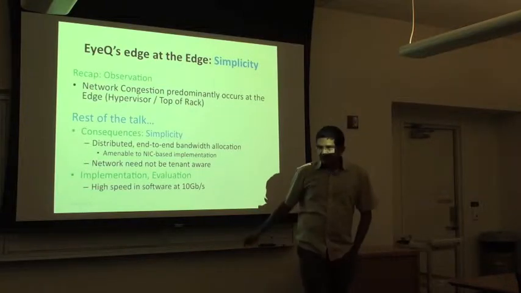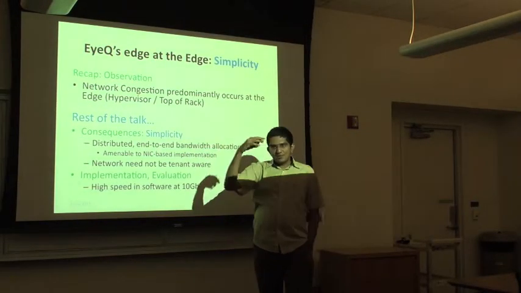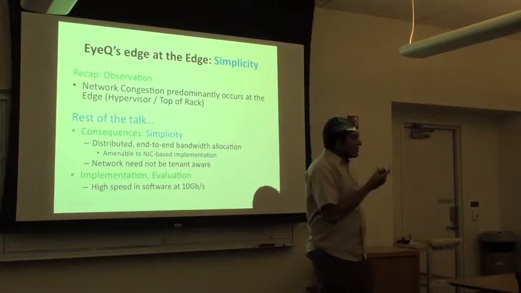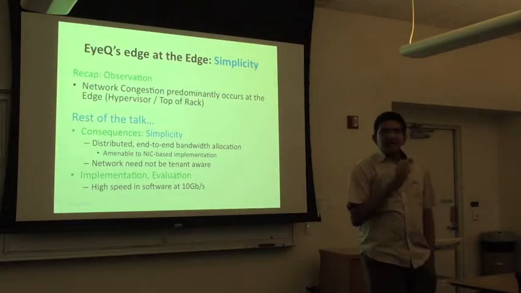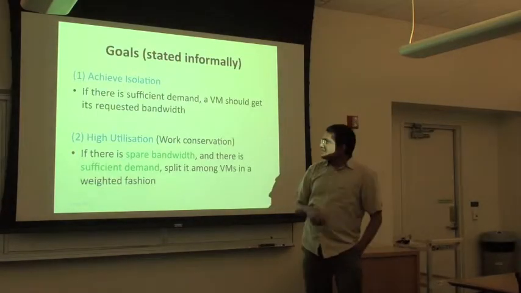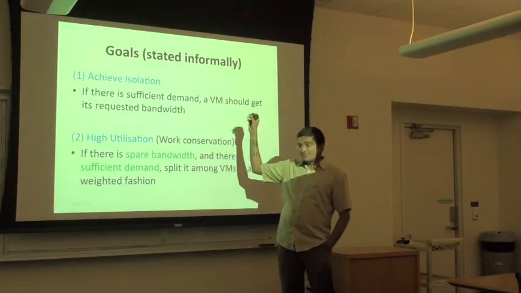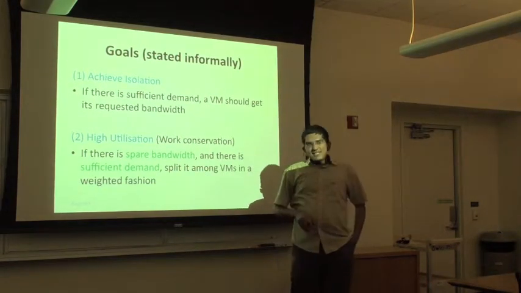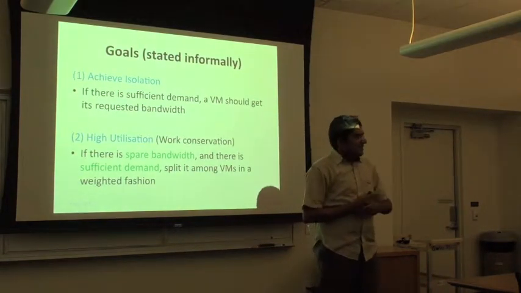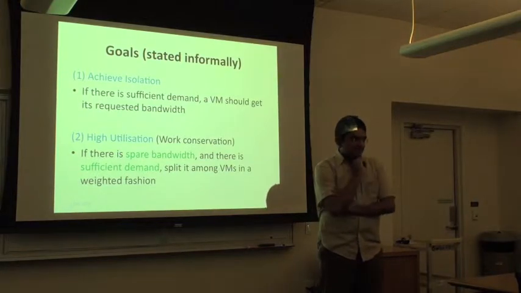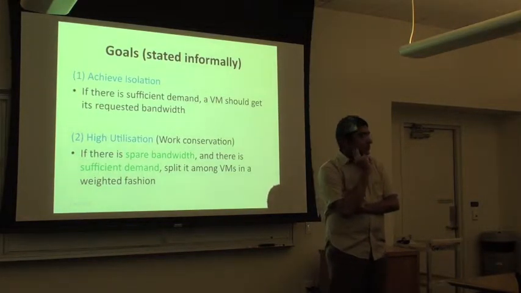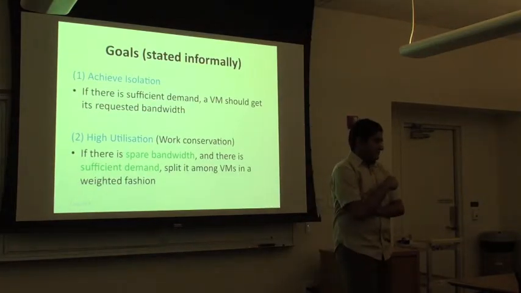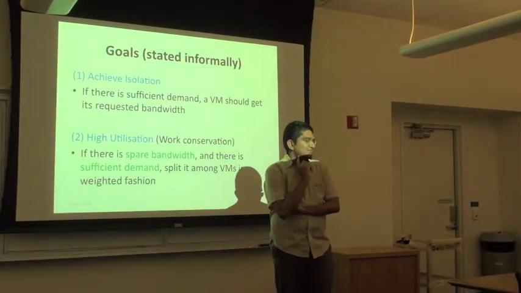So this is a brief recap. I said network congestion predominantly happens at the edge of the network. I gave you evidence supporting the claim. I'm going to show you how this leads to a very simple design for managing bandwidth at the edge. So let's start with the goals. Isolation is one. The other goal is that, let's say there are VMs in your data center, and maybe some tenants are just sitting idle. If you have spare capacity, you should be able to redistribute the spare capacity to tenants who probably need it. Okay? I'm going to come back to this using a simple example.